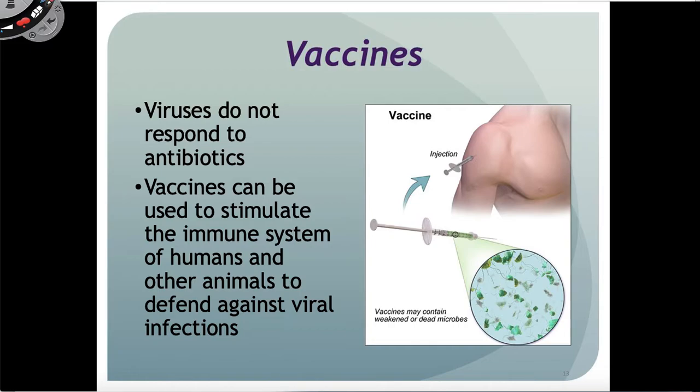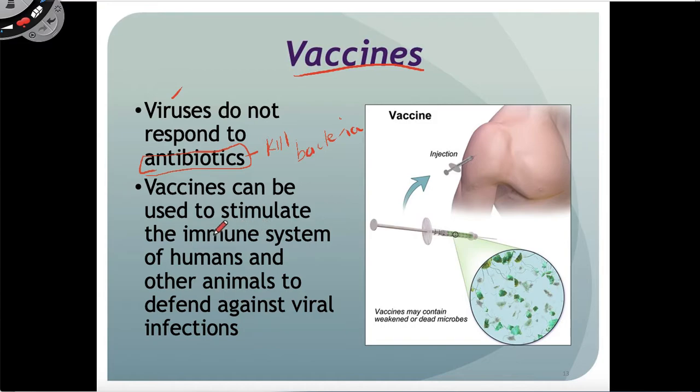So we know that viruses do not respond to antibiotics. Antibiotics are only there to kill bacteria, and we're going to look at this in the next lesson. But we know that viruses can be targeted via vaccines. So you probably heard a lot about the COVID vaccine right now. So what vaccines do is, vaccines in and of themselves do not kill the virus.